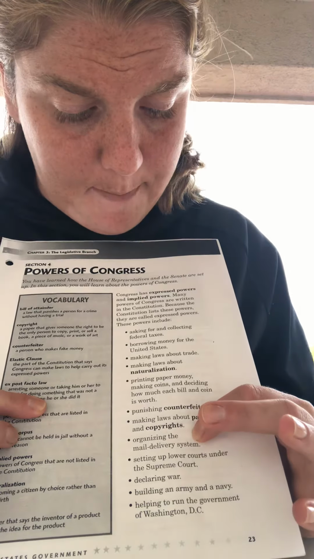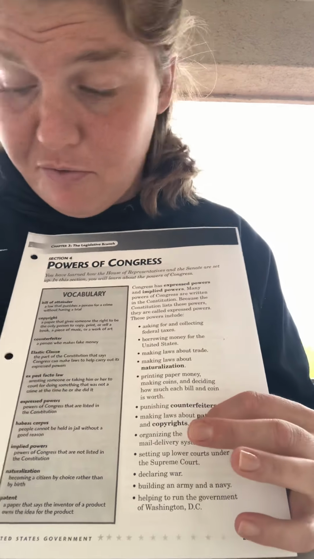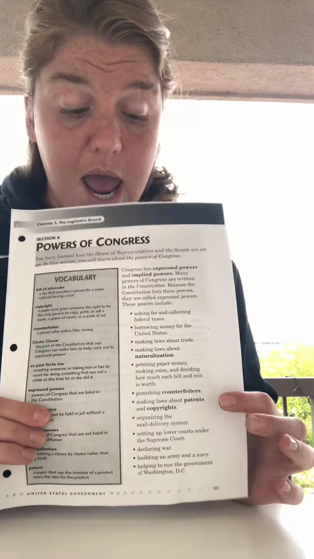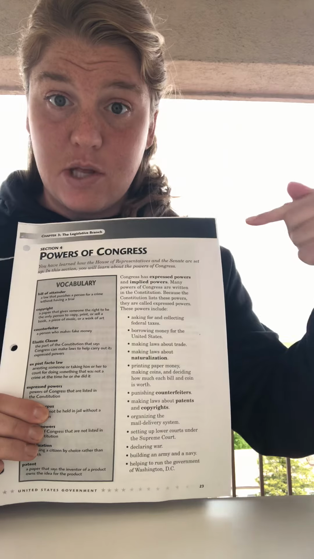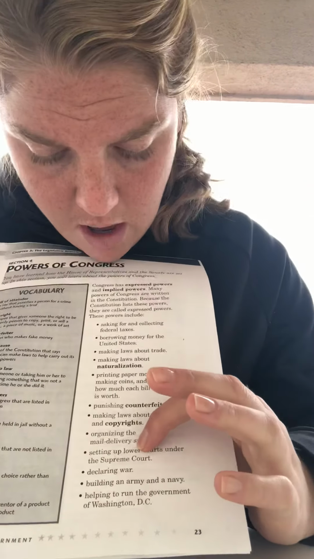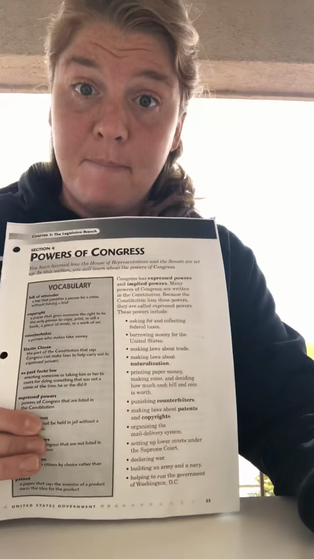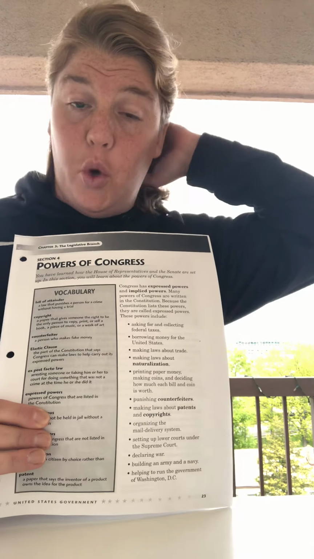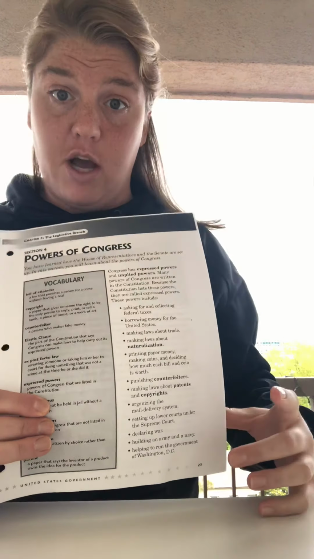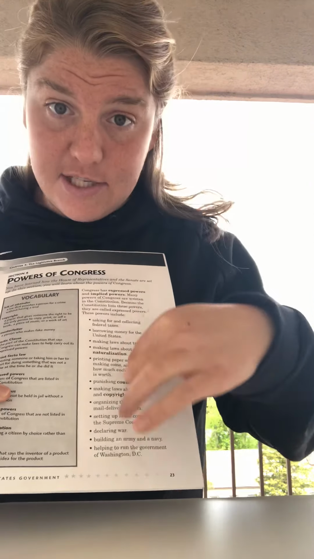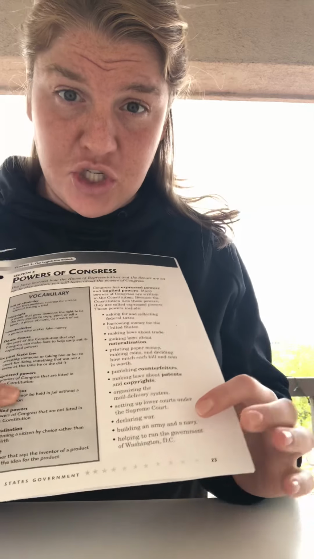Making laws about patents and copyrights. So if you invent something and you don't want someone to steal your invention, you get a patent or a copyright. And Congress makes those laws. Organizing the mail delivery system. So when you get mail or a package from USPS, the white trucks, the United States Postal Service, that is owned by Congress. Congress is in charge of that.